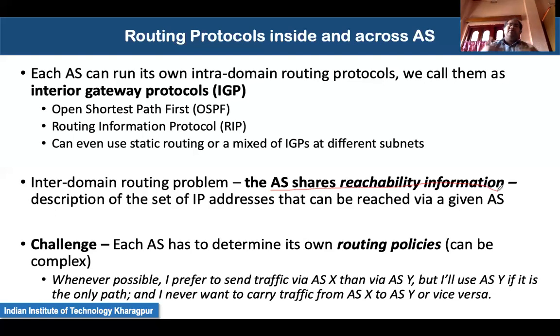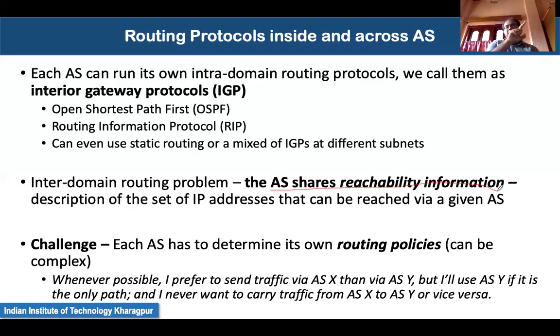Whenever you are forwarding a packet, say from IIT Kharagpur to IIT Delhi, from your machine it will use some intra-domain routing protocol or some interior gateway protocol like OSPF or RIP, whatever has been configured for the IIT Kharagpur network. It will use that to pass it to the IIT Kharagpur gateway.